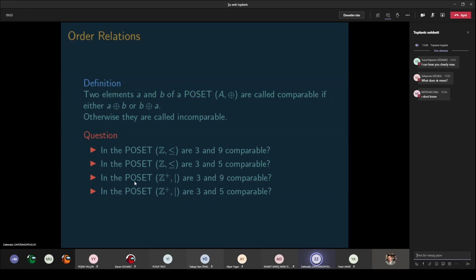Are they comparable? Can you ask me again? In the poset of the integers with smaller or equal, are 3 and 9 comparable? Yes. Okay. Berkan, in the same poset, are 3 and 5 comparable?